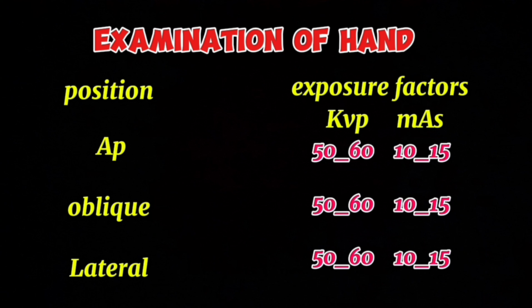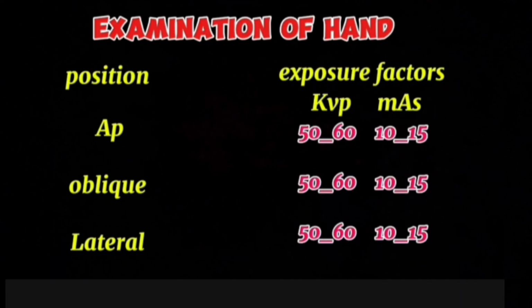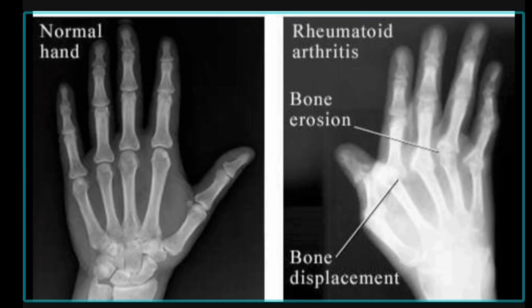You can see in the picture. Examination of hand. Position and exposure factors. AP, oblique, lateral. kVp and mAs: 50, 60, 10, 15. SID: 100 centimeters.